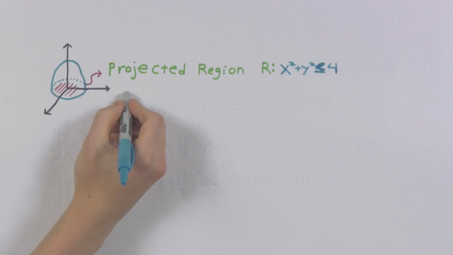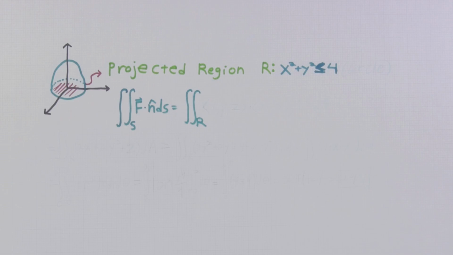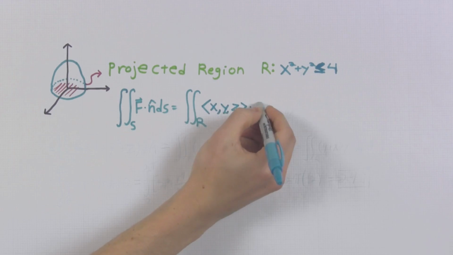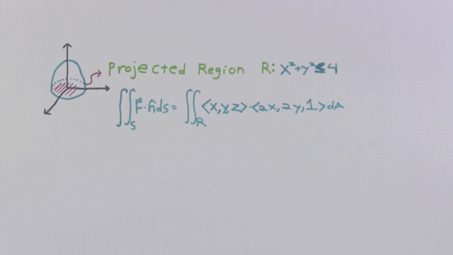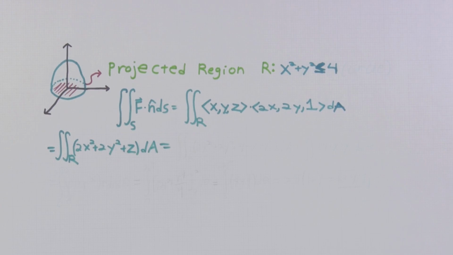So if we take our surface integral, double integral over the surface, of f dot n hat dS, we can plug in all of the values we have and turn this into a double integral over the region R of the vector x, y, z, which is our f, dotted with our vector 2x, 2y, 1 dA. If we multiply this out, we'll get the double integral over the region of 2x squared plus 2y squared plus z times dA. Since we're in the xy plane, we don't want a variable z in our expression. We only have variables x and y. So we will need to convert our z into x and y.